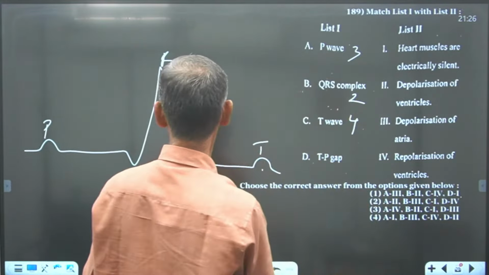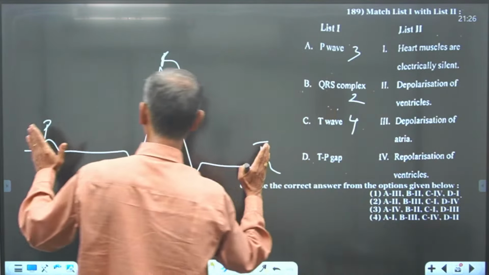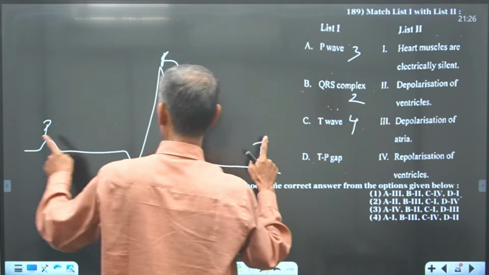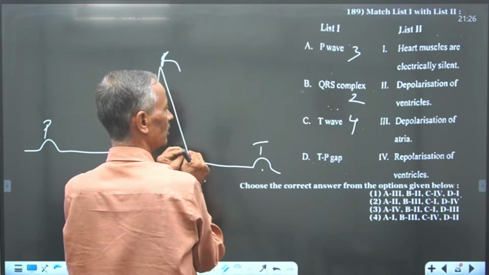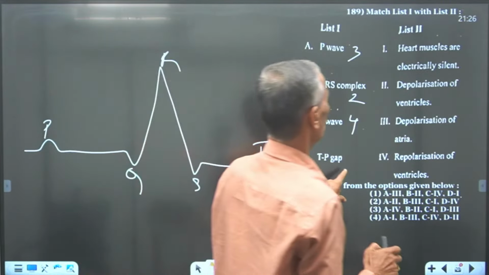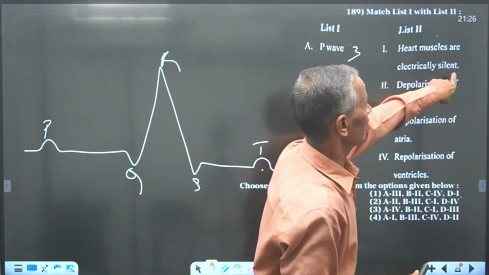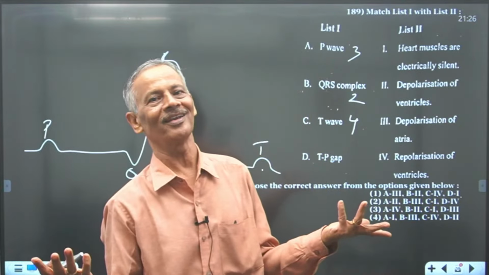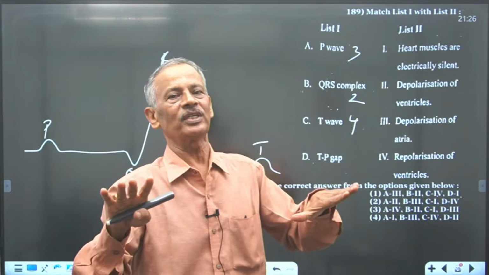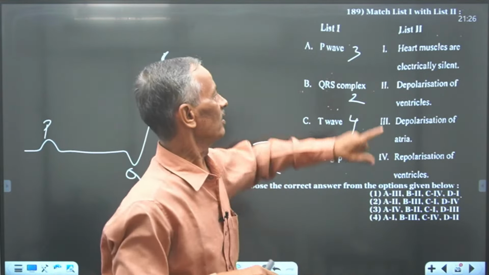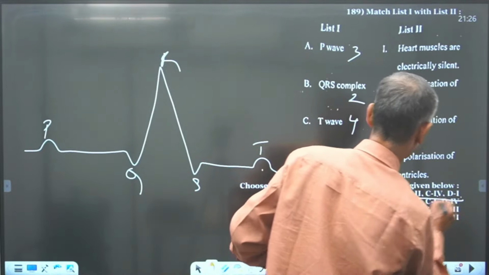And what is TP? See, this is one wave, next wave. So TP. After one contraction, there will be a short period during which there is no contraction. So during this period, heart muscles are electrically silent, meaning they are in joint diastole. Period during which no electrical activity is present in them. Okay, so this is the 3 to 4. Immediately we came to the answer.